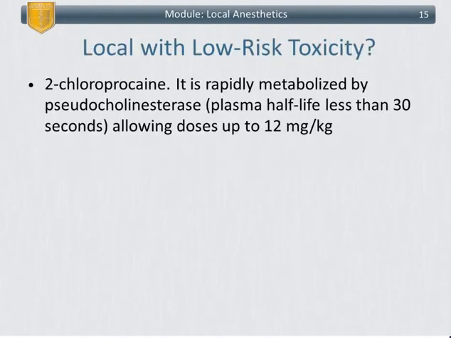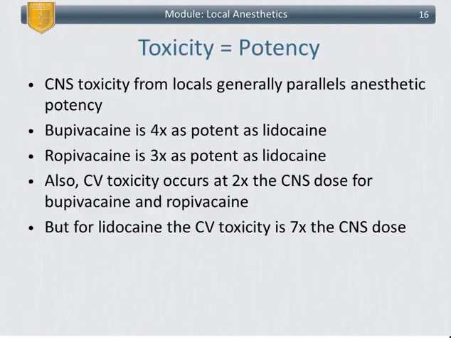2-chloroprocaine is very rapidly metabolized by the cholinesterases, and therefore it has a plasma half-life of less than 30 seconds. Therefore, doses can be given that are very high, 12 milligrams per kilo, because it disappears so rapidly. Therefore, less toxicity. Generally, toxicity goes up with potency, which also goes up with lipophilicity. Bupivacaine is 4 times the potency of lidocaine. Ropivacaine is 3 times the potency of lidocaine. So again, increased toxicity greater than lidocaine because they're more potent.